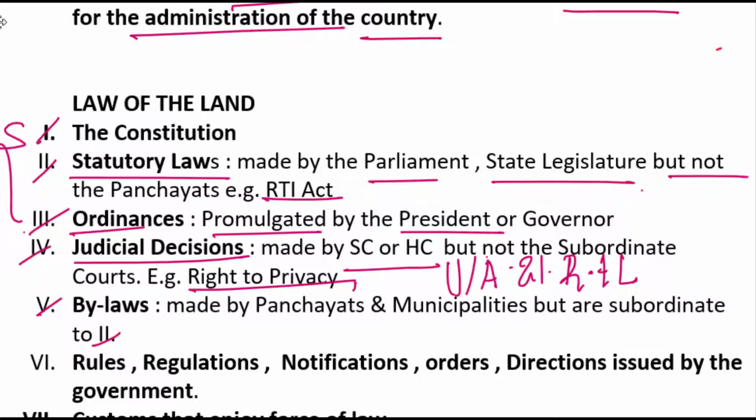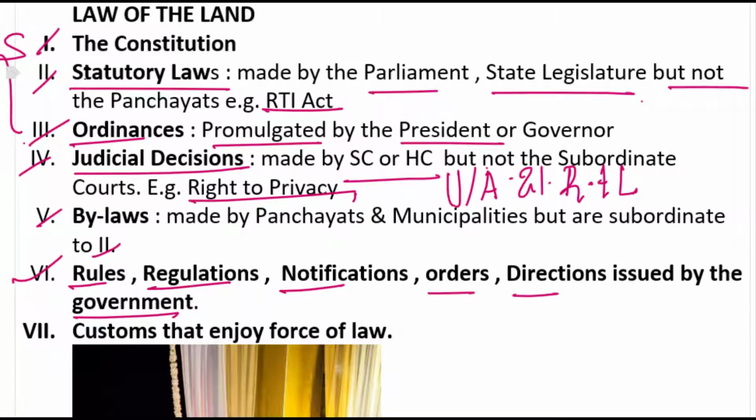And the laws discussed so far, they contain the basic framework, but they lack the ground reality. Now the ground reality is provided by the government for their implementation. When laws are made, they lack ground reality, and that ground reality is provided by the government in the forms of rules, regulations, orders, directions, notifications, etc. So at number 6, we have rules, regulations, notifications, orders, directions issued by the government.